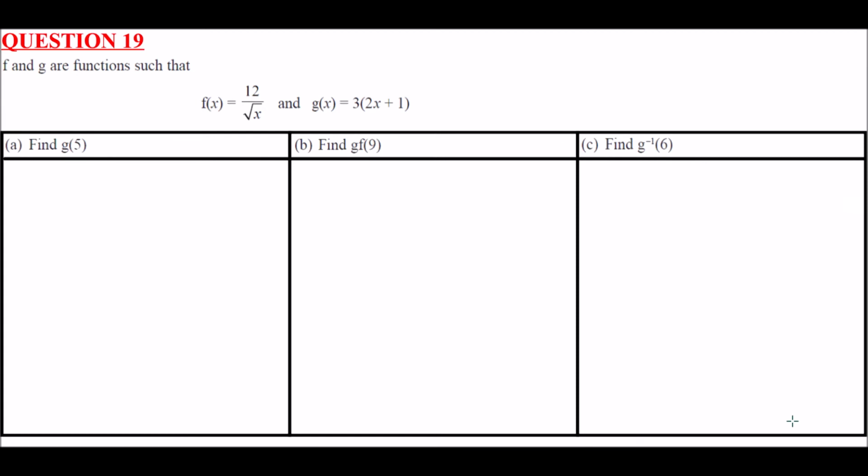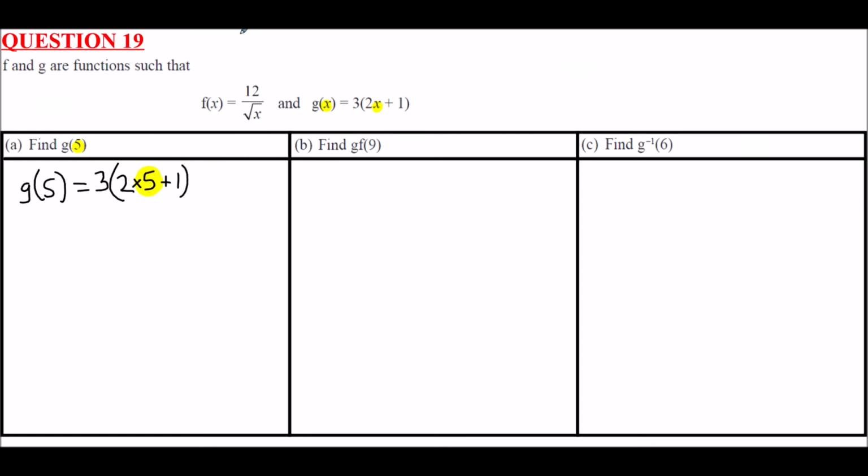Question 19, we've got some functions to work out, some composite functions and an inverse as well. So first of all, we need to find what g of 5 is. So g of x, whatever x may happen to be, is 3 lots of 2 lots of x plus 1. So if we have g of 5, we just replace the x with the 5. So g of 5 will be 3 lots, now not 2 times x, but 2 times 5, plus 1.